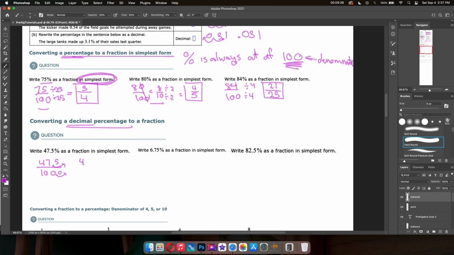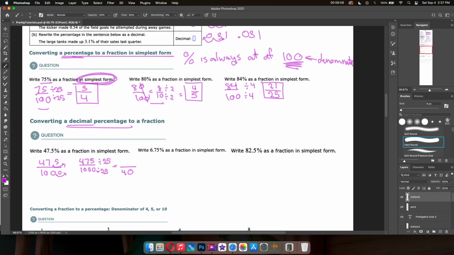So you're left with 475 divided by 1,000. Now, let's see here. Again, I don't have the calculator, so I have to do this in my head. I know that's divisible by 25, and that's divisible by 25. So that's going to be 40. I know that.